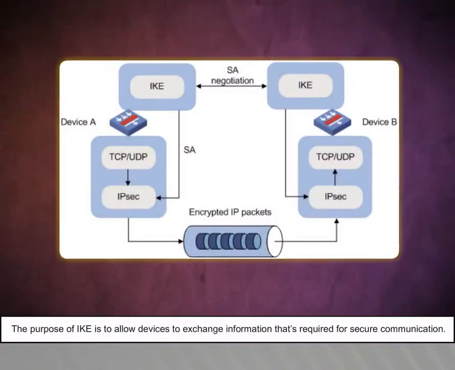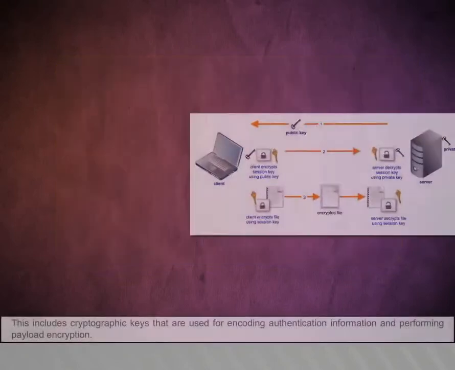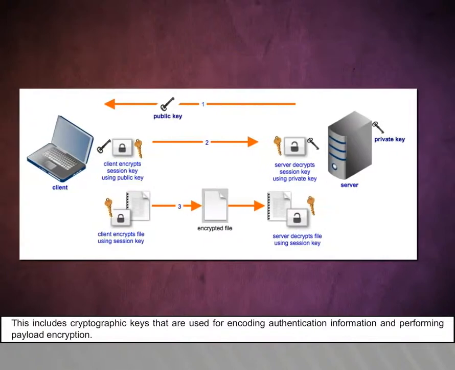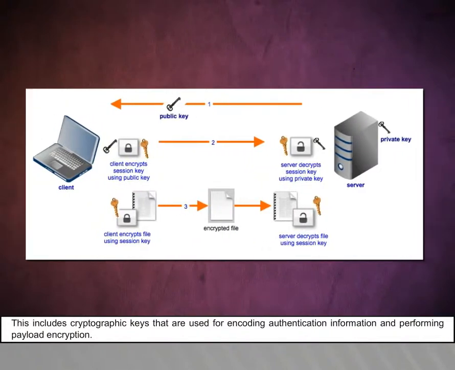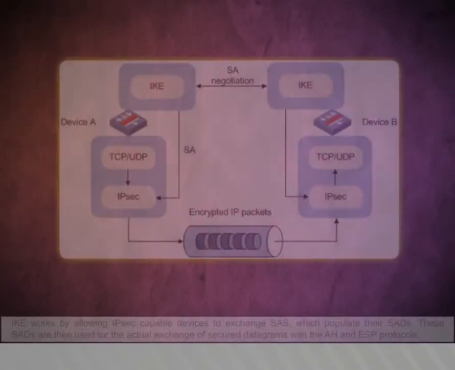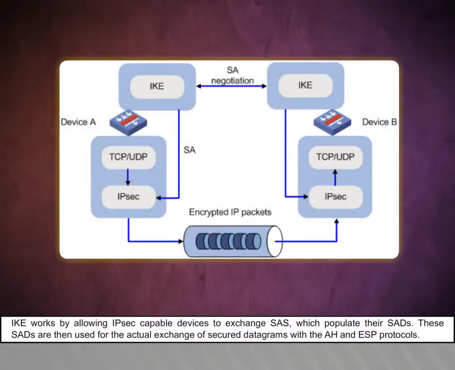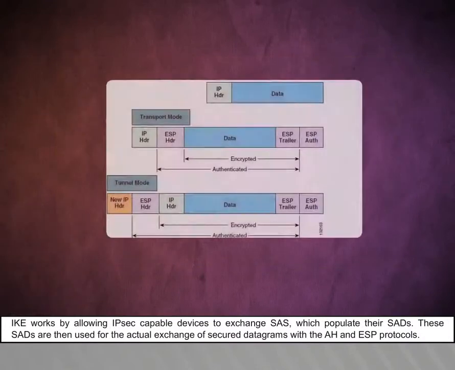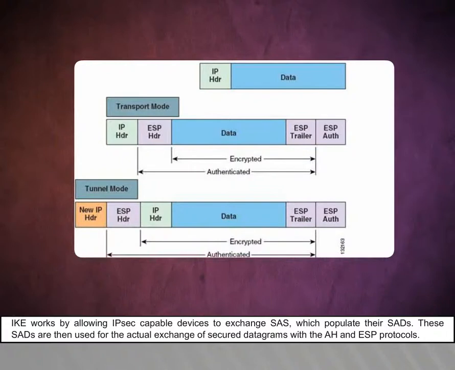The purpose of IKE is to allow devices to exchange information that is required for secured communication. This includes cryptographic keys that are used for encoding authentication information and performing payload encryption. IKE works by allowing IPsec-capable devices to exchange SAs which populate their SADs. These SADs are then used for the actual exchange of secured datagrams with the AH and ESP protocols.